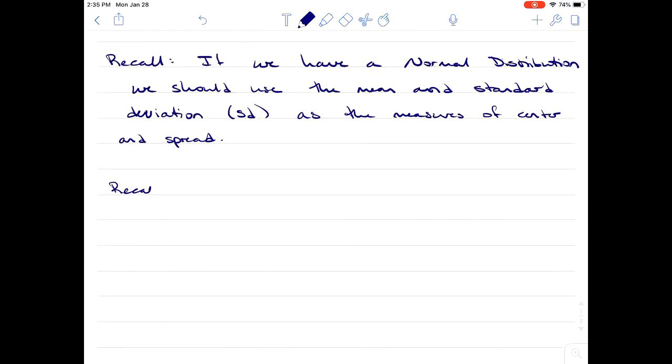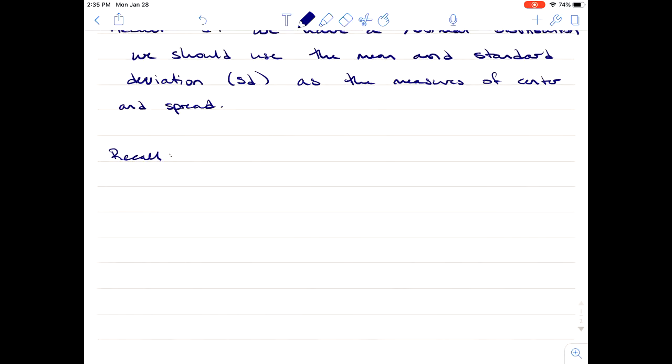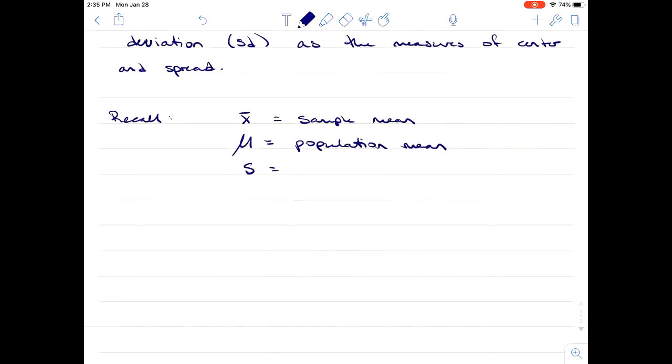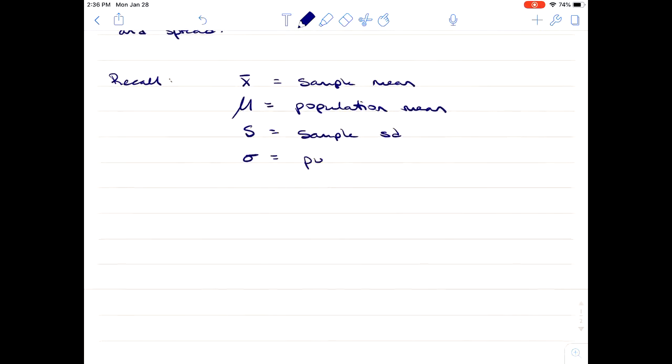Also recall our notation, because now we're talking about the mean and the standard deviation. We're going to talk about that quite a bit. X bar, remember, is the sample mean, whereas mu is the population mean. Lowercase s is the sample standard deviation, and a lowercase sigma is the population standard deviation.